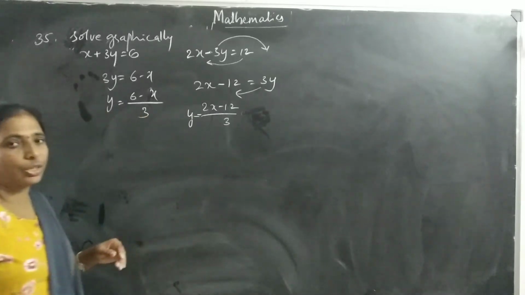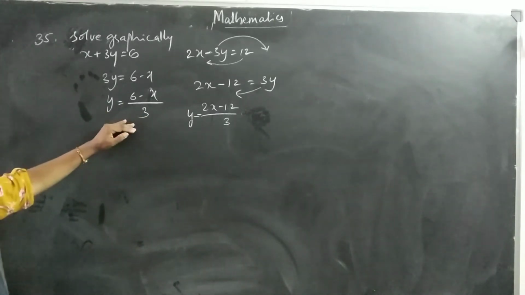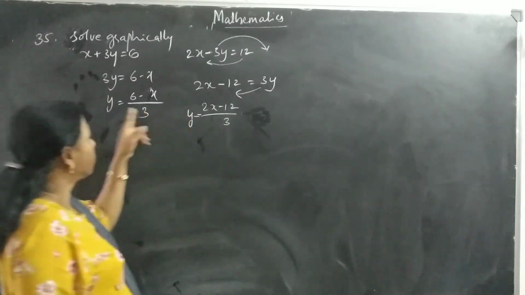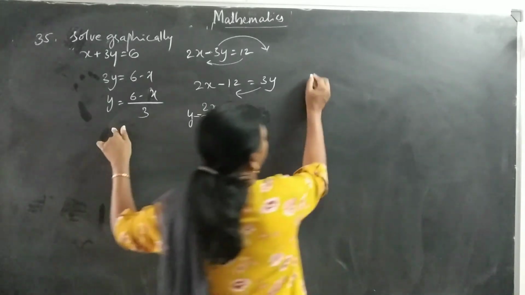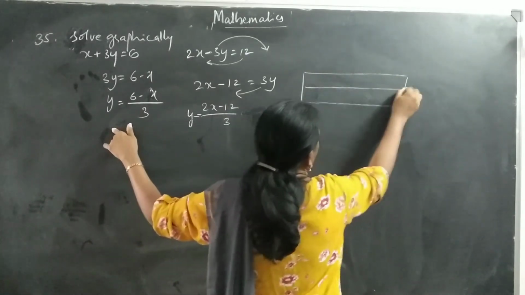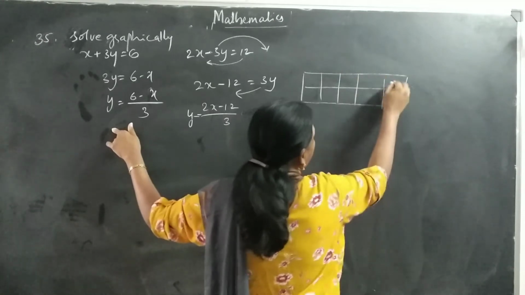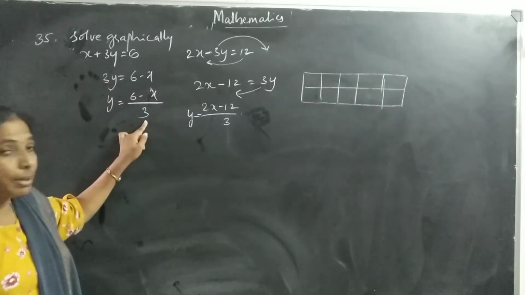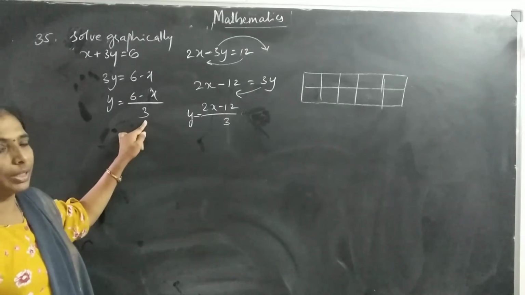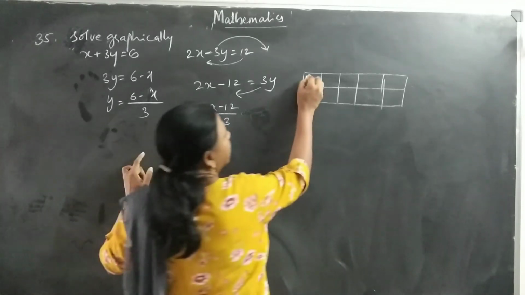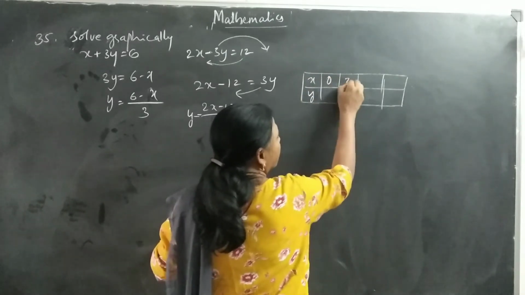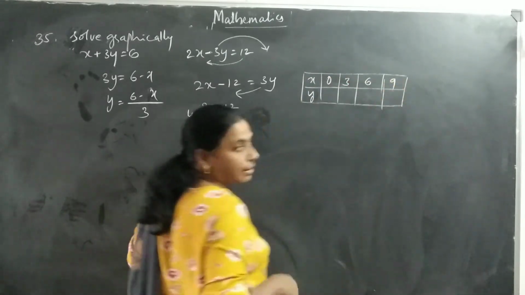Now I'll exchange. Now first I have to make the table for this, and next I have to make the table for this. Let me go for this. So how to make a table? You just take one table here. This is how we have to take the table. As these are divisible by 3, I will take the values or multiples of 3 in the value of x. I'll take x as multiples of 3. Which ones? 0, 3, 6, 9.